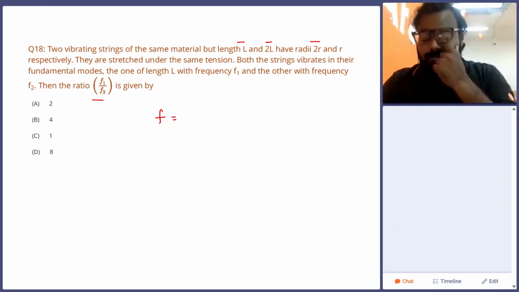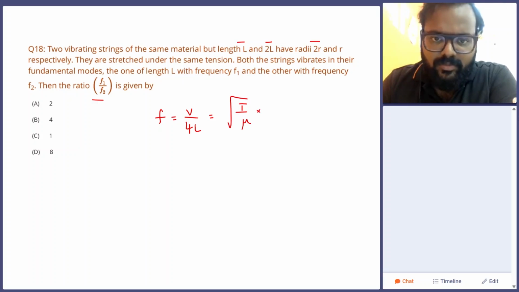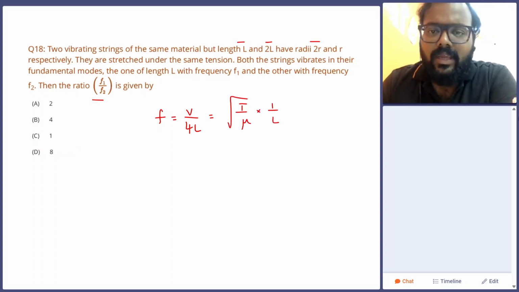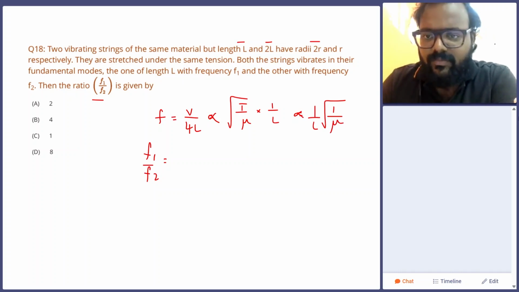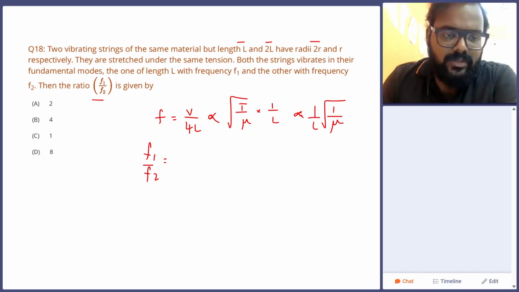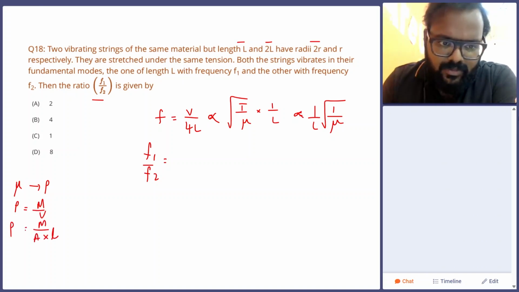So frequency is V by 4L, isn't it? Both fixed. So if you think about it, this will be root over T by mu, into 1 by L. So F1 by F2, expanding it a little more, is proportional to 1 by L, root over, tension is also the same, it's just 1 by mu, isn't it? Now I want to convert this mu into rho. But what is rho? Mass per volume, mass per area into length. But mass by L is mu, so it will be rho times A.